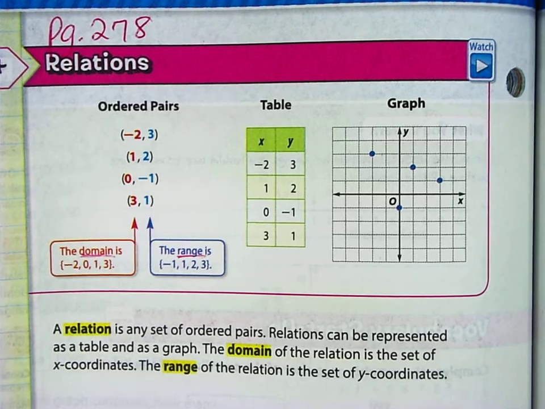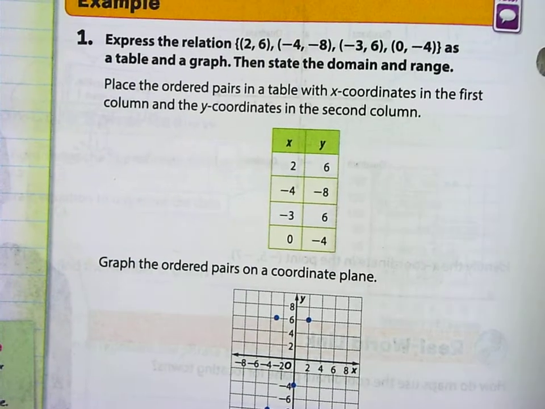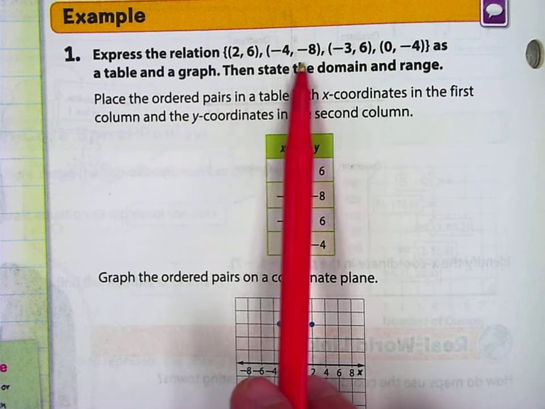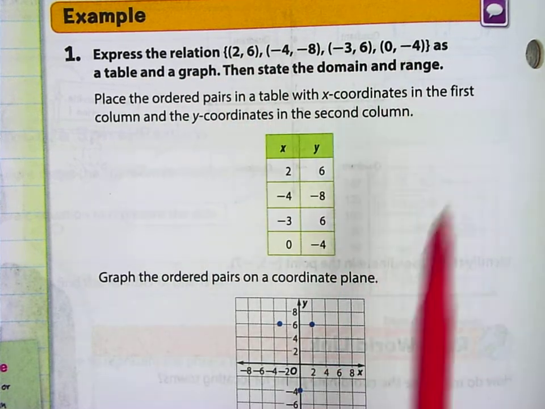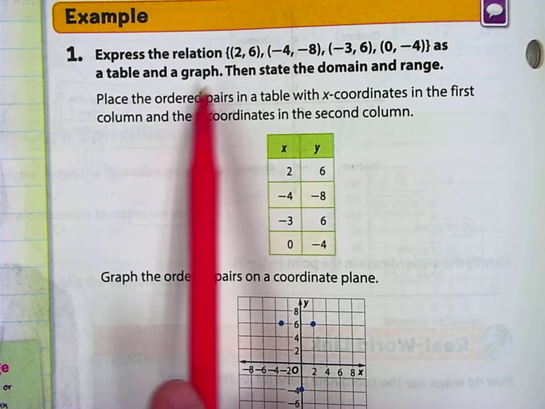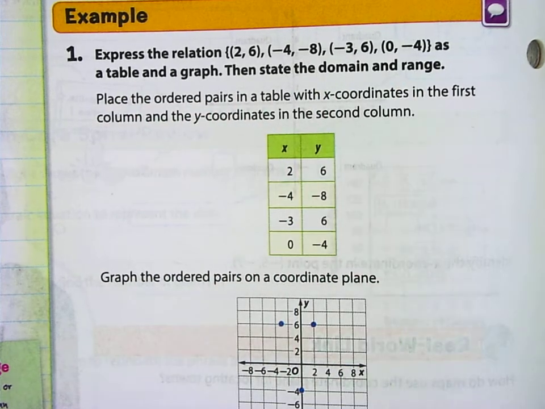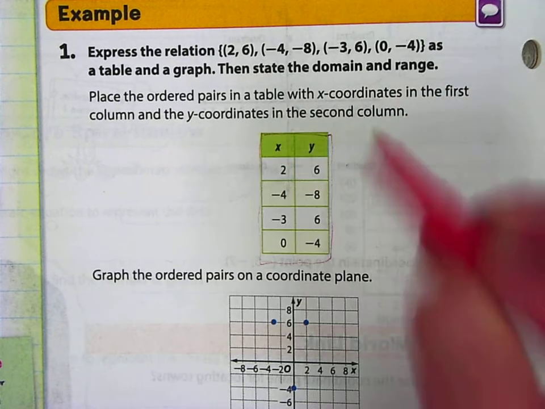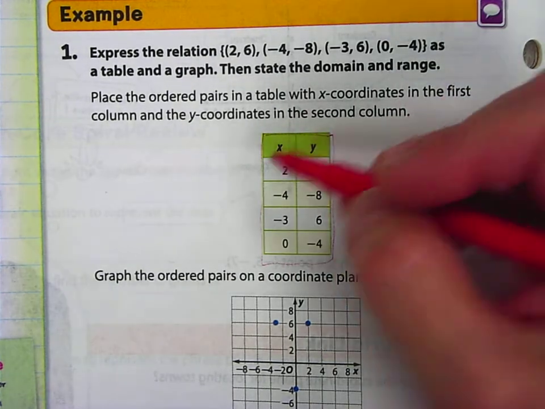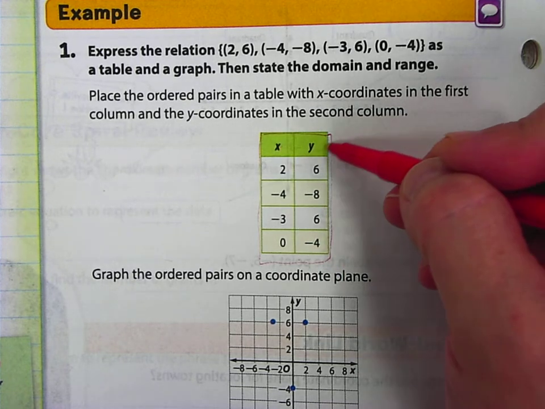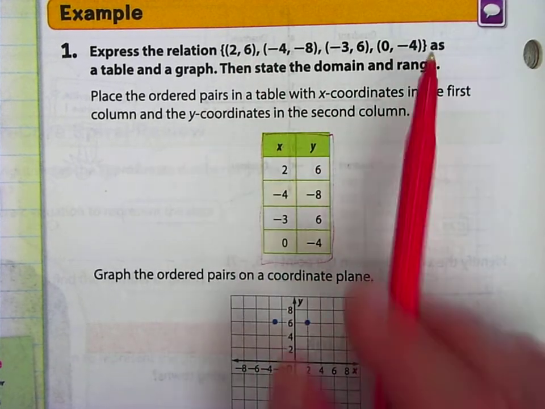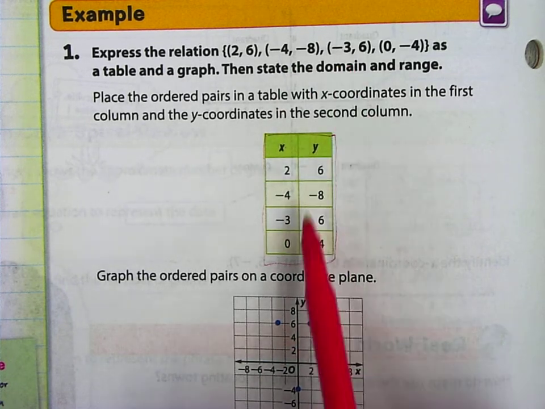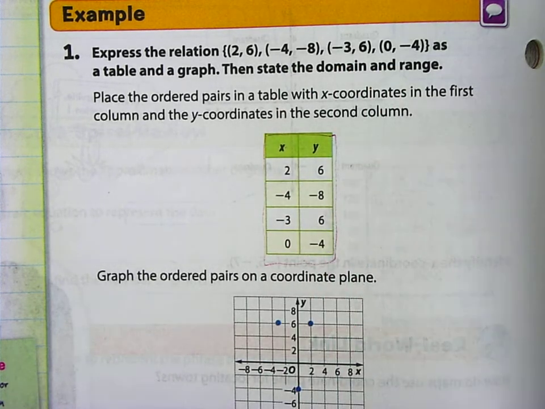Okay, so let's look at the very first problem. Follow along with me. The first problem says express the relation, and then it gives you this set of ordered pairs, this relation, as a table and a graph. Then state the domain and range. So first, you would draw an x and y table, a table of values. Make your first column the x, the second column your y, and then place your ordered pairs in the table. 2, 6, negative 4, negative 8, negative 3, 6, and then 0, negative 4.